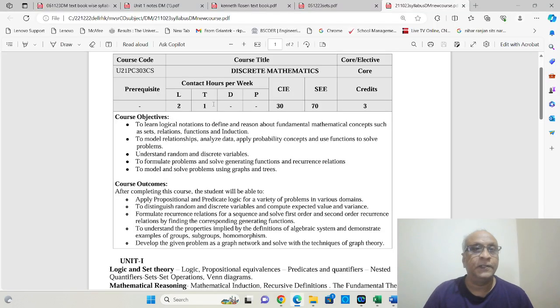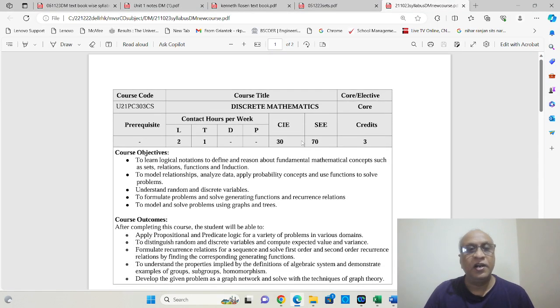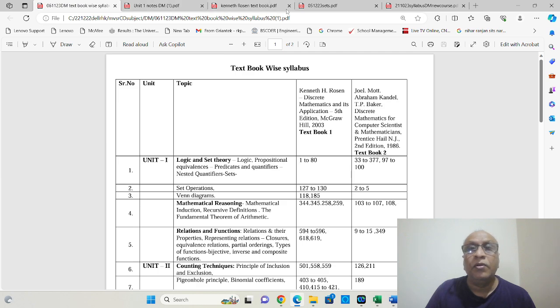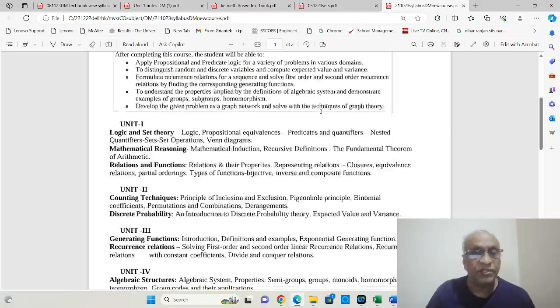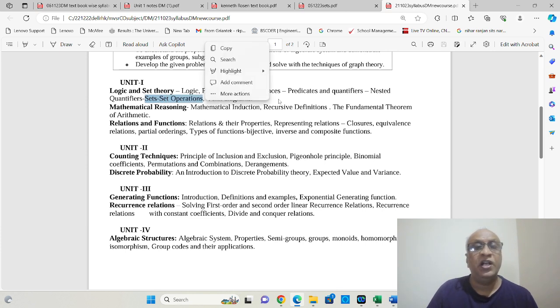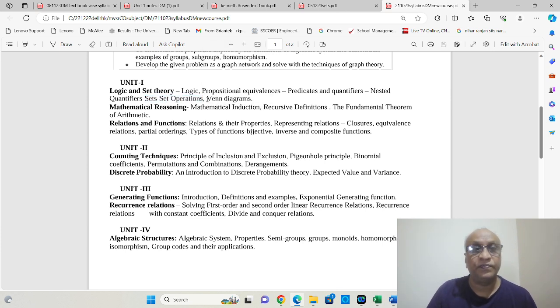Very good morning. Let us continue our learning of the subject discrete mathematics, meant for semester 3 students of computer science and affiliated branches. This is our syllabus, and today's target of discussion is sets, set operations, and related Venn diagrams.